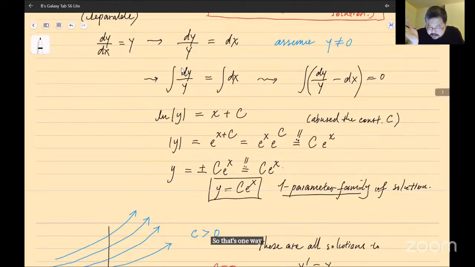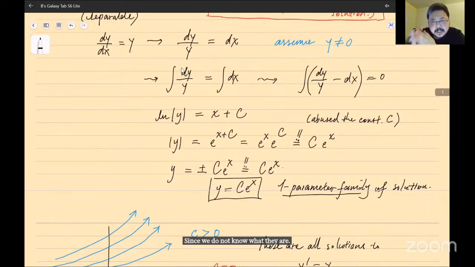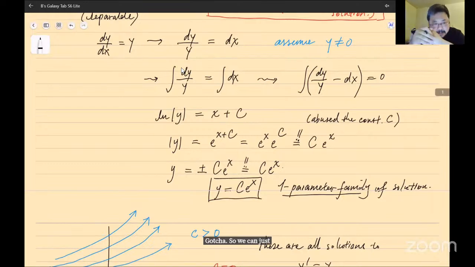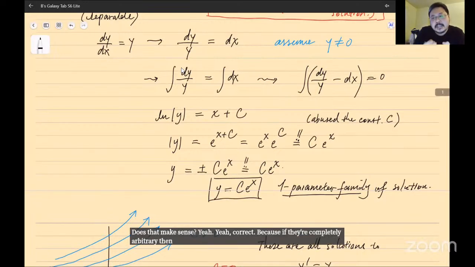Another way to think about this is the left integral gives you an arbitrary constant. The right integral gives you another arbitrary constant. Since we do not know what they are, they combine to just one single arbitrary constant. Does that make sense? So we can just assume that the constants combine together. Correct. Because if they're completely arbitrary, then adding them or subtracting them, that is still arbitrary. We still don't know what it is. It's just one unknown thing, right?